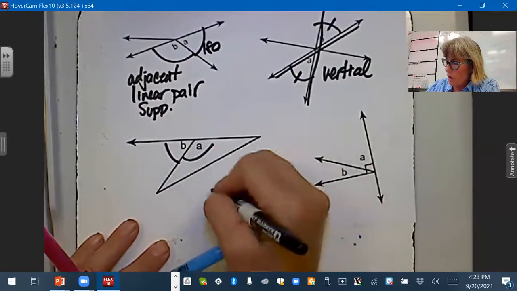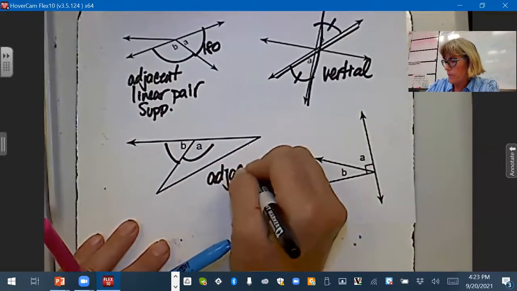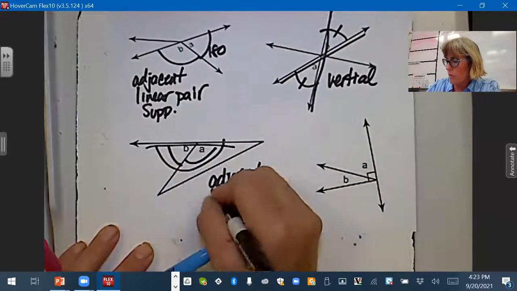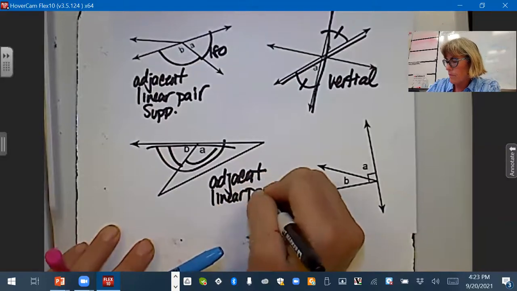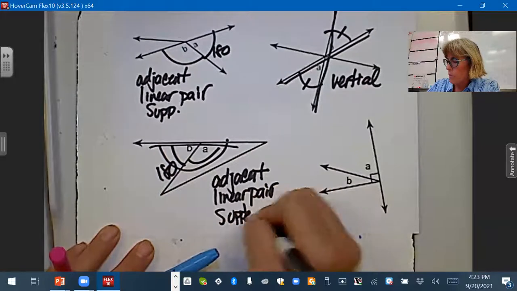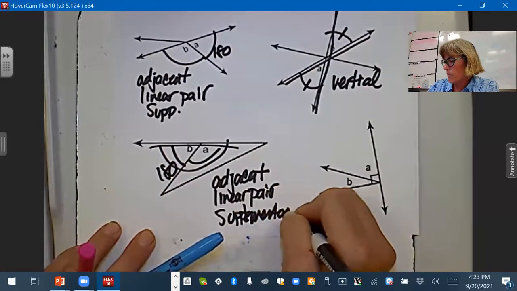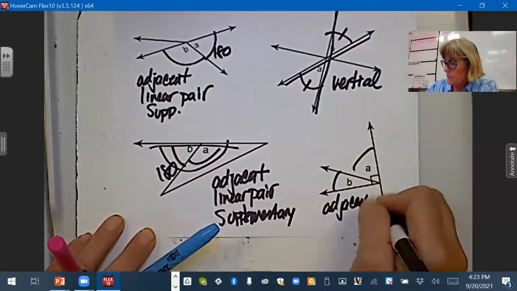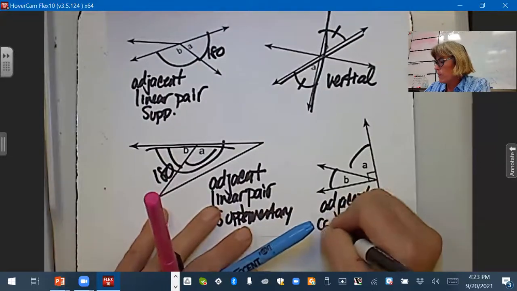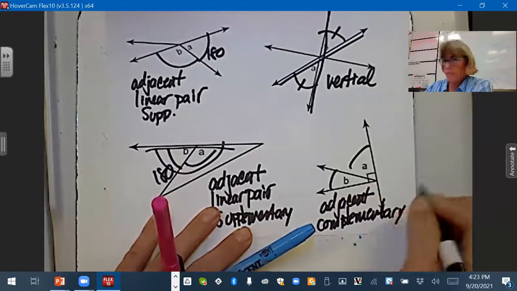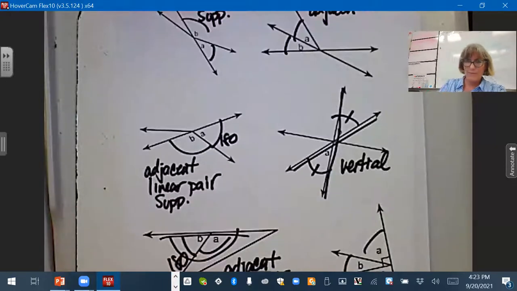These two angles, they are adjacent. They are also a linear pair. They also add up to 180, so they are supplementary. These two angles are adjacent and complementary. Check how you did.